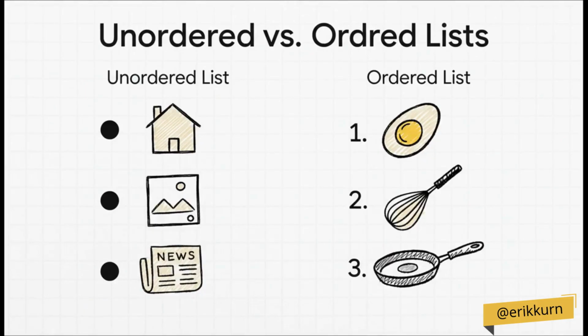Now, what about lists? Well, HTML gives us two main flavors. You've got an unordered list, or UL, which uses bullet points. It's perfect for things where the order doesn't matter, like a navigation menu with home, pictures, and news. Then you have an ordered list, or OL, which is numbered. This is for when the sequence is crucial, like a recipe or step-by-step instructions.